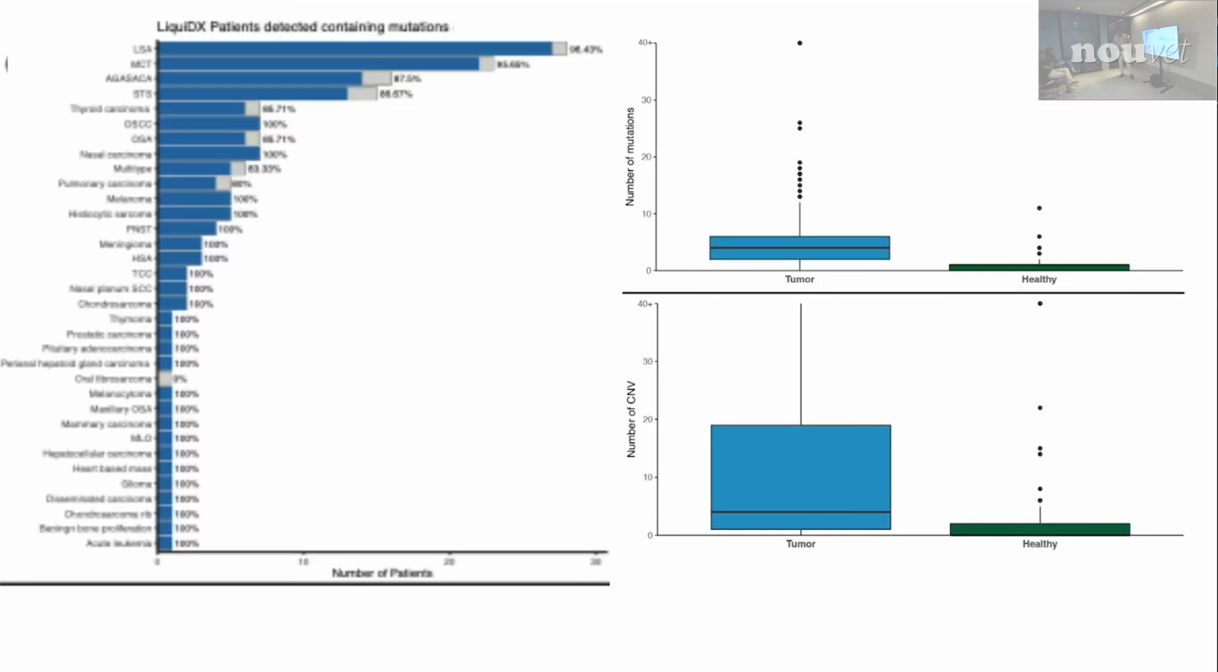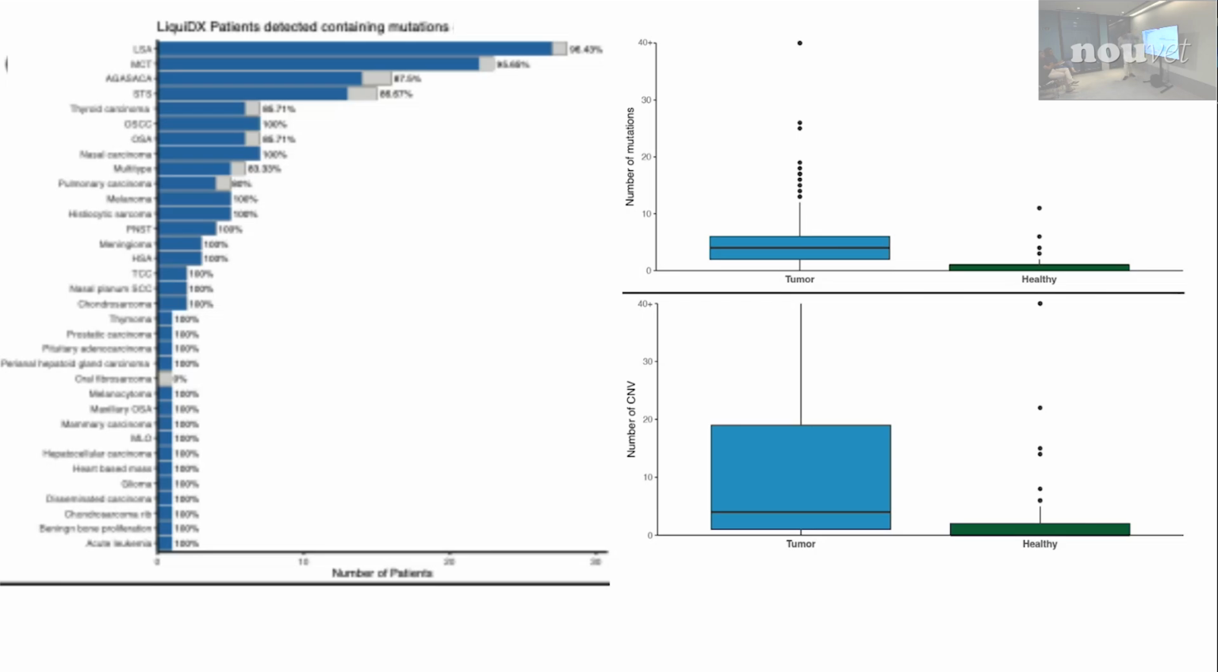And when you look at the mutations in tumor samples versus healthy, there is a clear differentiation. As you can see, the median for healthy is 0. We have a few outliers that we couldn't test later on. Looking at the mutations, probably they had cancer, but it was just not detected at the time, but we lost them to follow-up. And you can see clearly that in the tumor samples we also see more copy number changes compared to the healthy group.